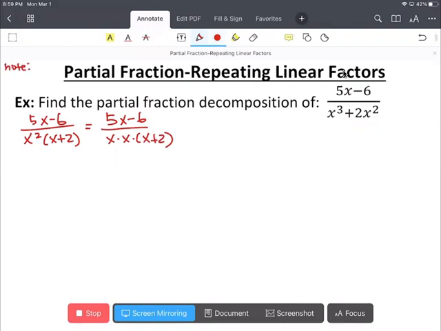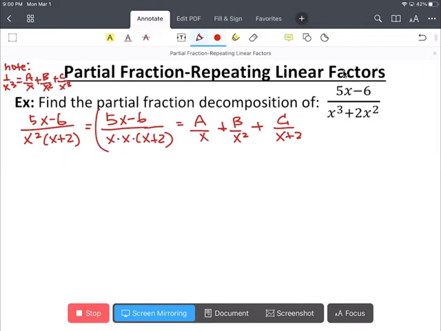Note that if we had 1 over x cubed, then the setup for the partial fraction will be a over x plus b over x squared plus c over x cubed, because 1 over x cubed is the same thing as 1 over x times x times x. So for our case, we're going to rewrite our setup as a over x plus b over x squared plus c over x plus 2, because x is the repeating linear factor for our case.